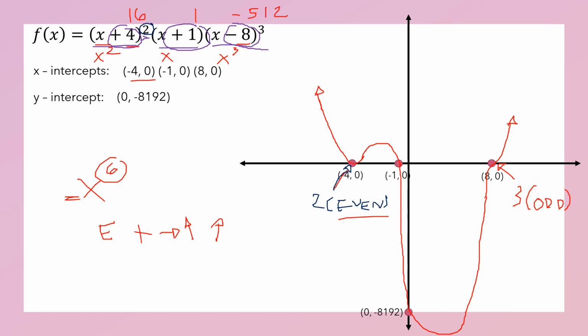Okay, so this is the graph of our f of x equals x plus 4 quantity squared times x plus 1 times x minus 8 quantity cubed. And how the multiplicity is able to affect the graph of a polynomial function. Next one.